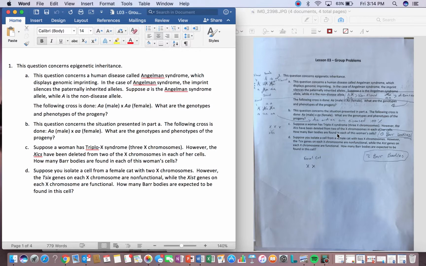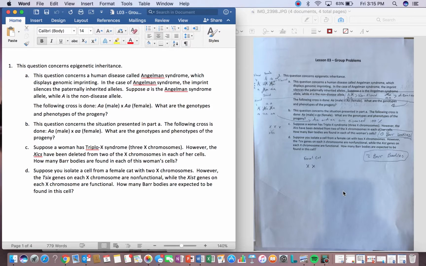Okay. And then on to letter C, it says, suppose a woman has triple X syndrome, meaning she has 3 X chromosomes. However, the XIC has been deleted from 2 of the X chromosomes in each of her cells. How many Barr bodies are found in each of the woman's cells? So as we understand from the readings, Barr bodies develop from an inactive X chromosome. And if you have 2 or more XICs, that would mean that you would inactivate one of them. But because she has 3, all of them would remain active because there's only 1 XIC. So then you would have 0 Barr bodies because all of them are active.